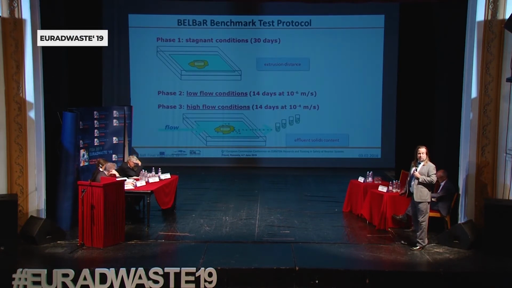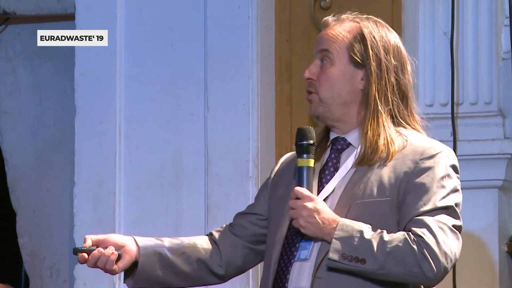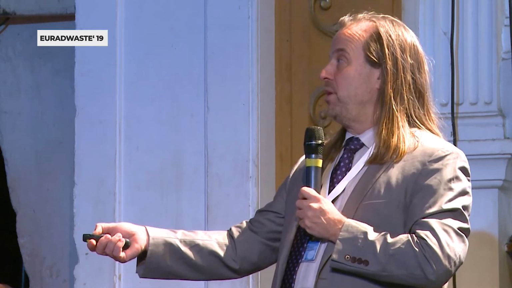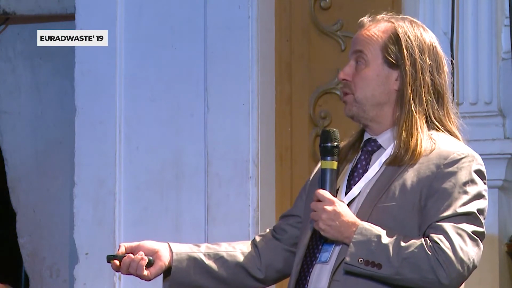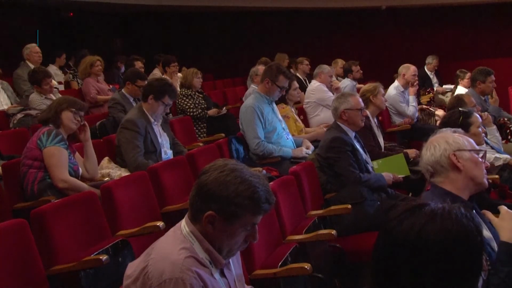Another uncertainty factor is how you perform the experiment. So we did the benchmark, which started with stagnant conditions in one of those cells I showed you before, and the extrusion distance was measured. Then you had a low flow condition for 14 days and what we call a high flow condition, 1 micrometer per day and 0.1 millimeter per second. And we measured the effluent.